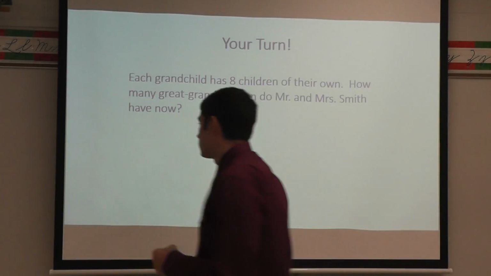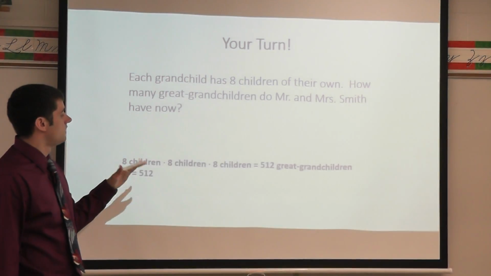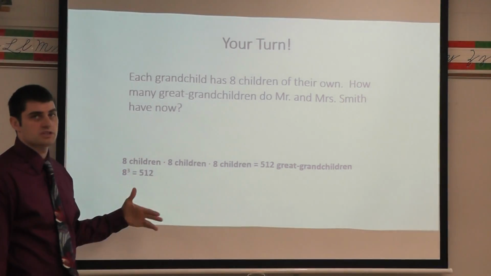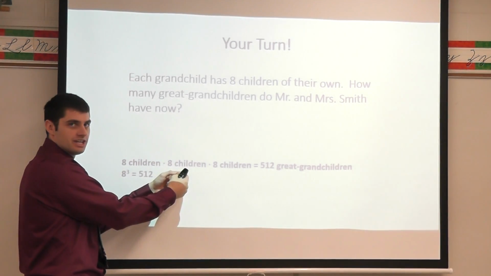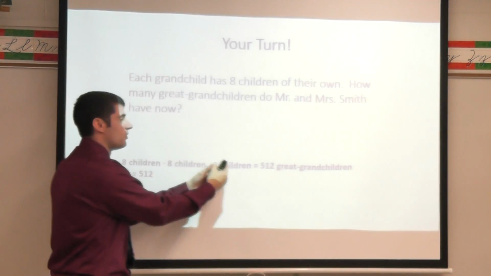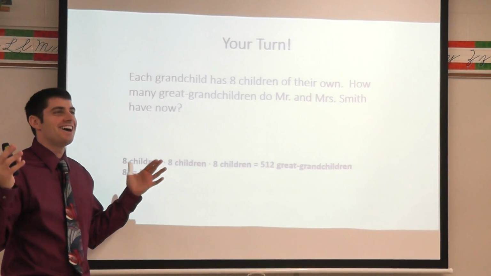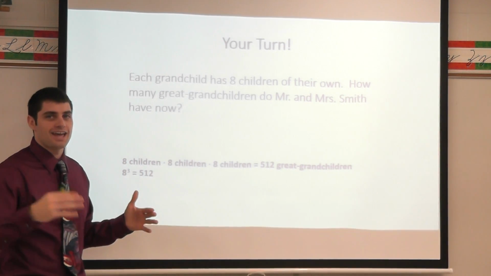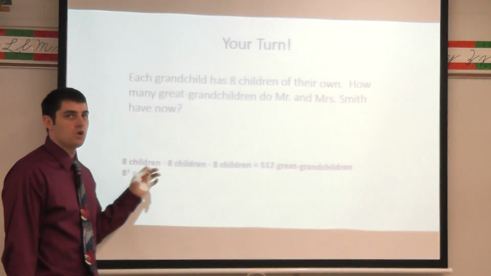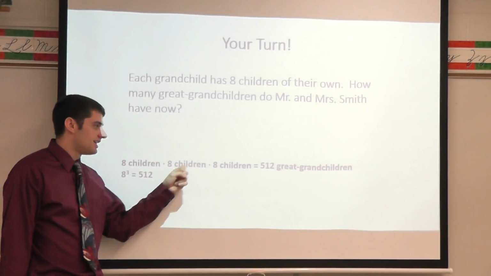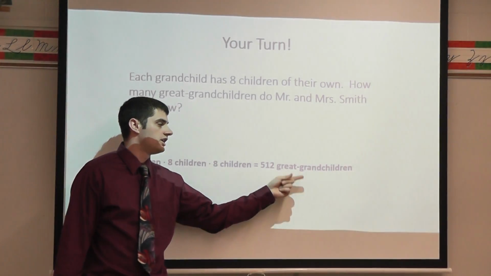Okay, when looking at this problem, again, you're using what you've learned from our first problem. I knew that Mr. and Mrs. Smith had 8 children. Their children had 8 more children. And then their children had 8 more children. So basically, the original 8 children that Mr. and Mrs. Smith had each had 8 more, and those 8 had 8 more. A way to think of this would be 8 times 8 times 8, which is going to give you 512 great-grandchildren.